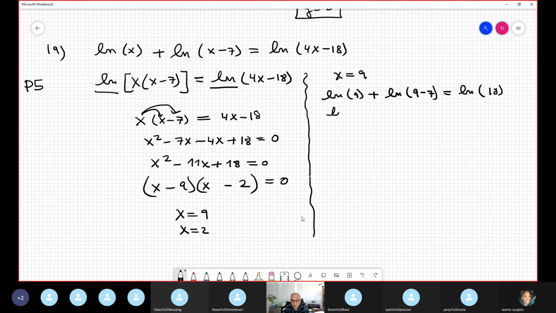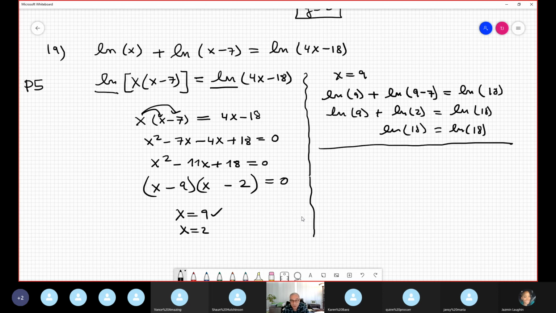So this is natural logarithm of 9 plus natural logarithm of 2, because 9 minus 7 is 2. Now you condense this and this together, using one more time property number 5. So natural logarithm of the multiplication, 9 times 2, is 18, equal to itself. Super. I verify that 9 is a good solution.